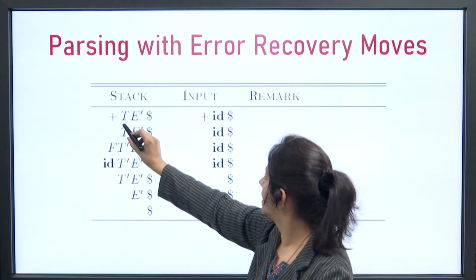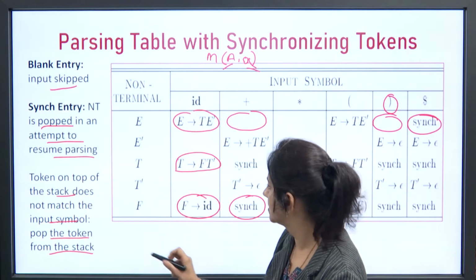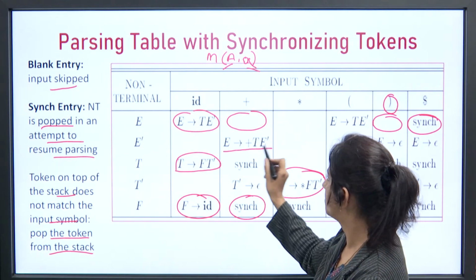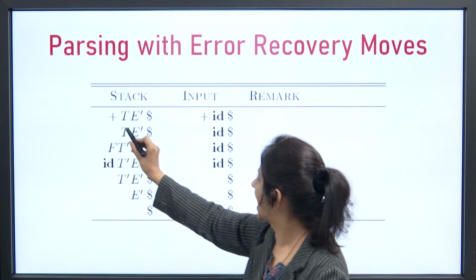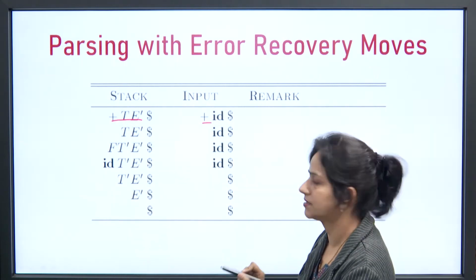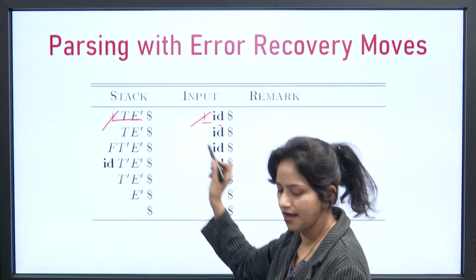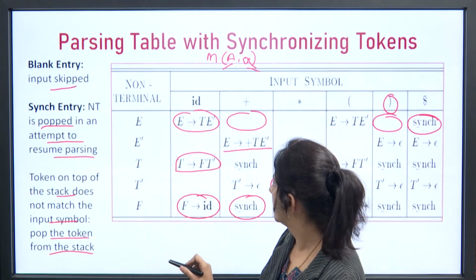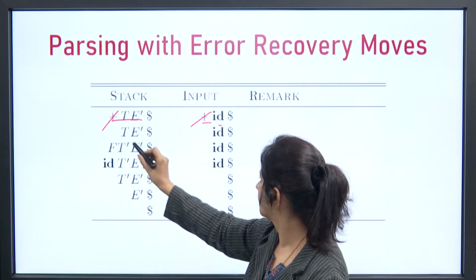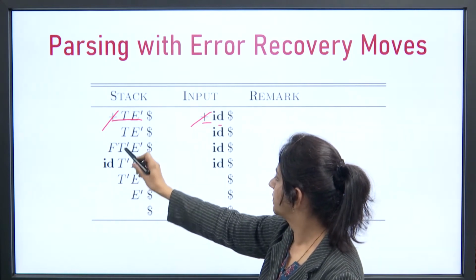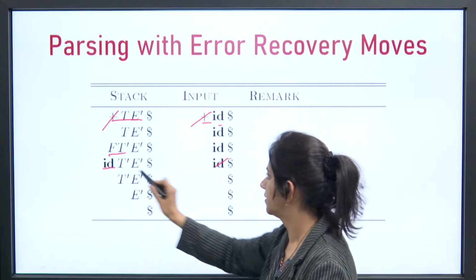Now, next is E prime and plus. We will go to E prime and plus. So, we will pop E prime and push plus T E prime. So, we will have plus T E prime and this is plus. Now, this will be popped and the input advanced. Now, T and ID, again we will go to T and ID. So, T will be popped and F T prime will be pushed. Now, F will be expanded to ID, and now they will be removed.